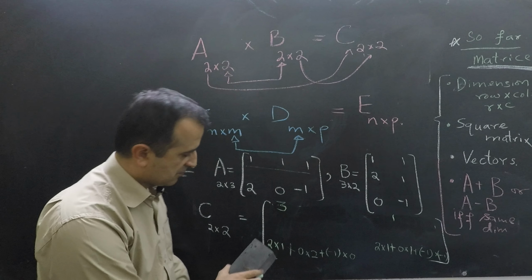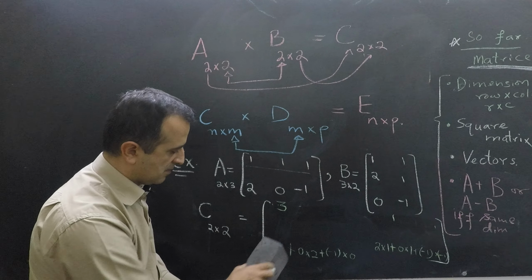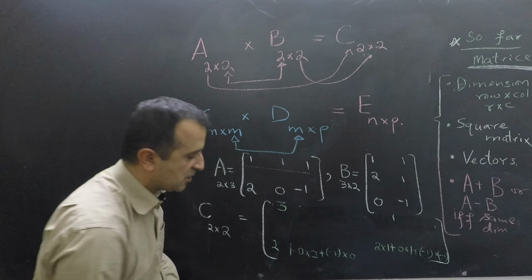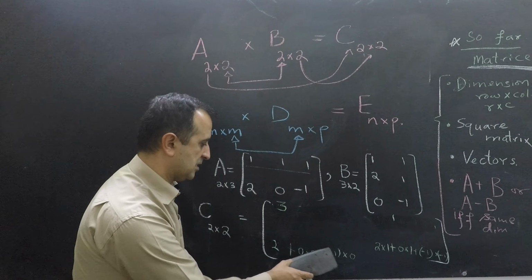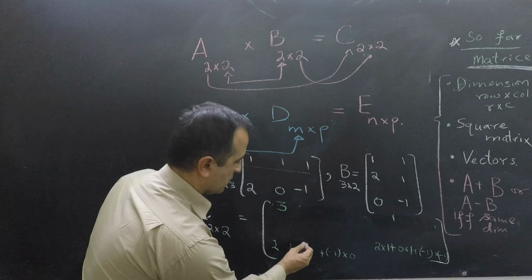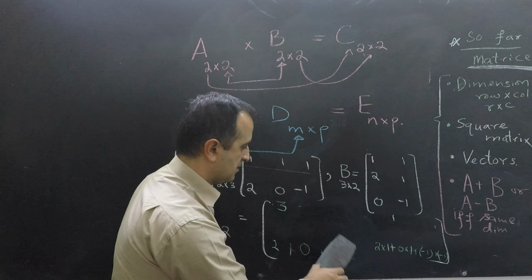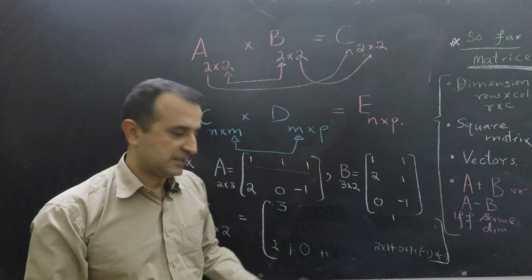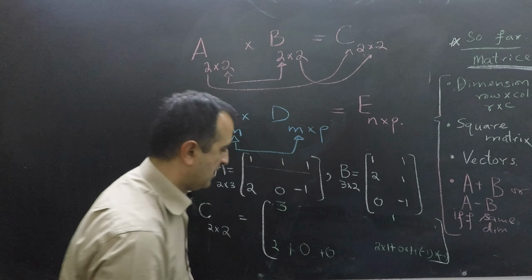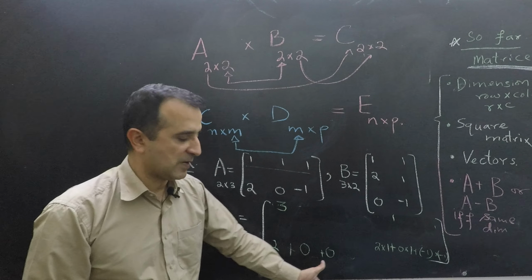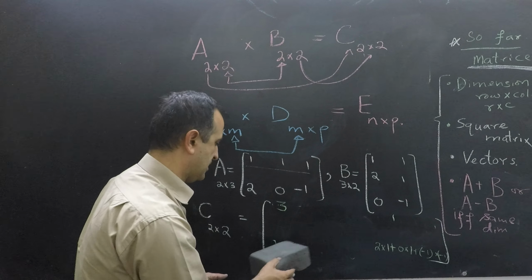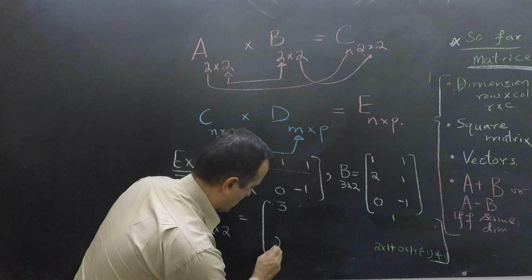Similarly, we have to solve this. 2 times 1 is? 2. 0 times 2 is 0. And minus 1 times 0 is? 0. Anything multiplied by 0 is 0. So here we have 0, and 2 plus 0 plus 0 is 2. Very good. You are very intelligent.